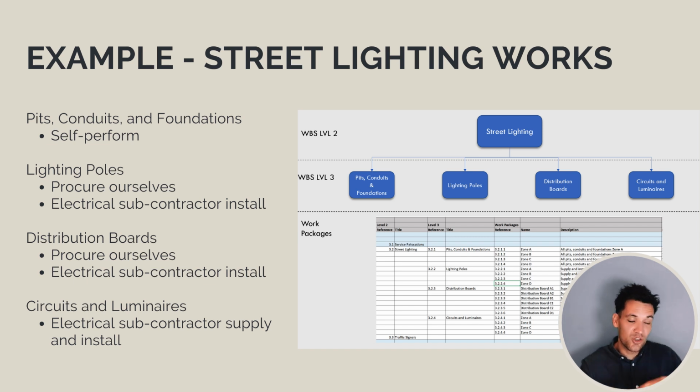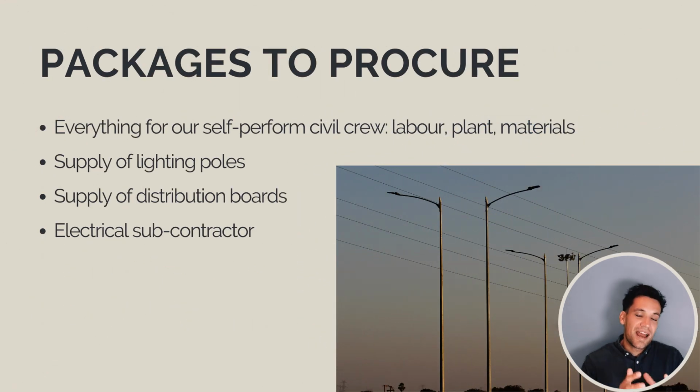So we've taken the street lighting scope, we've broken it down into different packages of works. And because we know how we're delivering each package of works, we've pretty much created ourselves a shopping list. We know what we need to procure from the market. So for example, for the self-performed civil works, we need to get the labor, the plant, and the materials. We need to also buy the light poles and the distribution boards, and then we need to find an electrical subcontractor to do the installation.